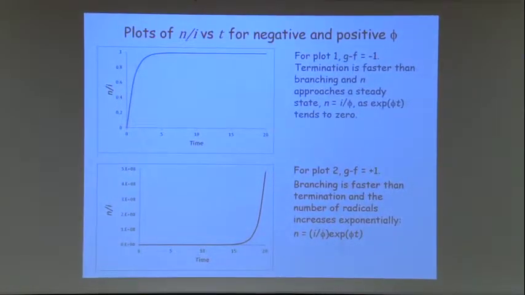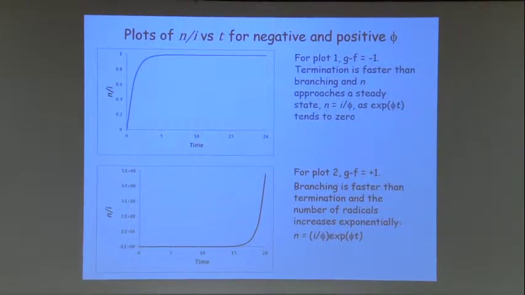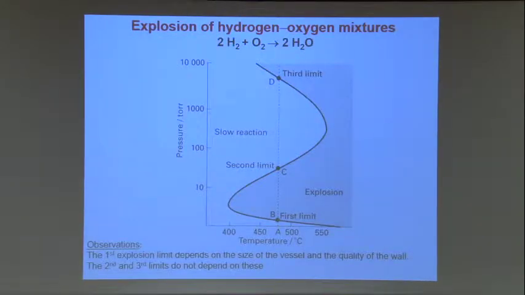This isn't a thermal explosion. This is an explosion that arises because of branching reactions. Okay, so this is the hydrogen-oxygen system. And as you know, there are 3 explosion limits for hydrogen, which depend upon temperature and pressure. The first explosion limit depends upon the size of the vessel and the quality of the wall. The second and third limits don't depend on these. Let's try and understand this.